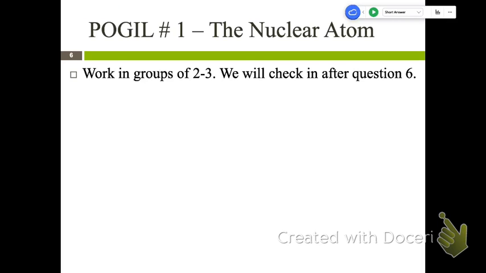So if I have 5 protons in a nucleus, and only 5, what element would that be? 5 protons. What is that? B, boron. If I have 17, what element is that atom? 17 protons. That is a chlorine atom.